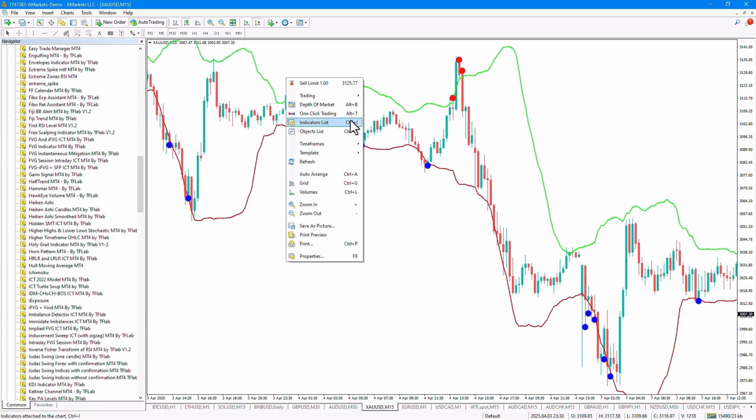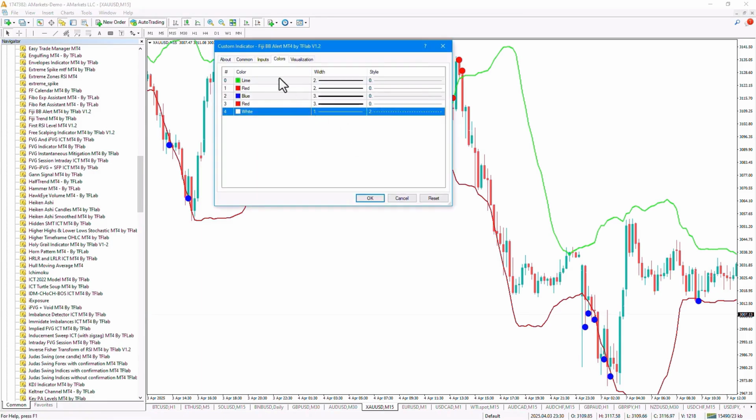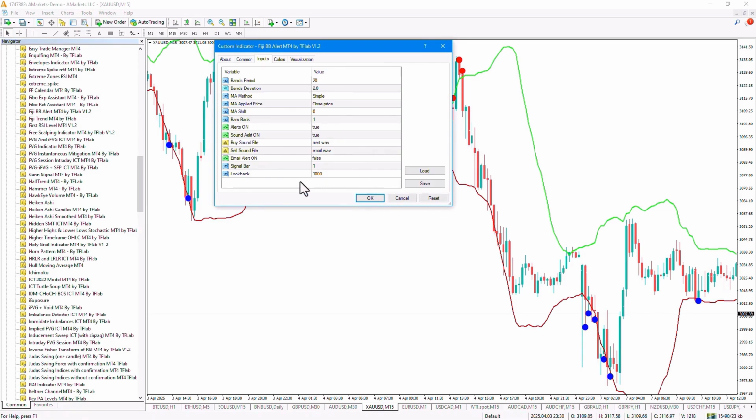In the settings section, under Inputs, there are options available for us. In the first part, we can adjust the period of the bands. The higher the period, the smoother and more spaced out the lines will appear. In the next section, the more we increase the deviation, the further the channel bands will distance themselves from the channel's midline.